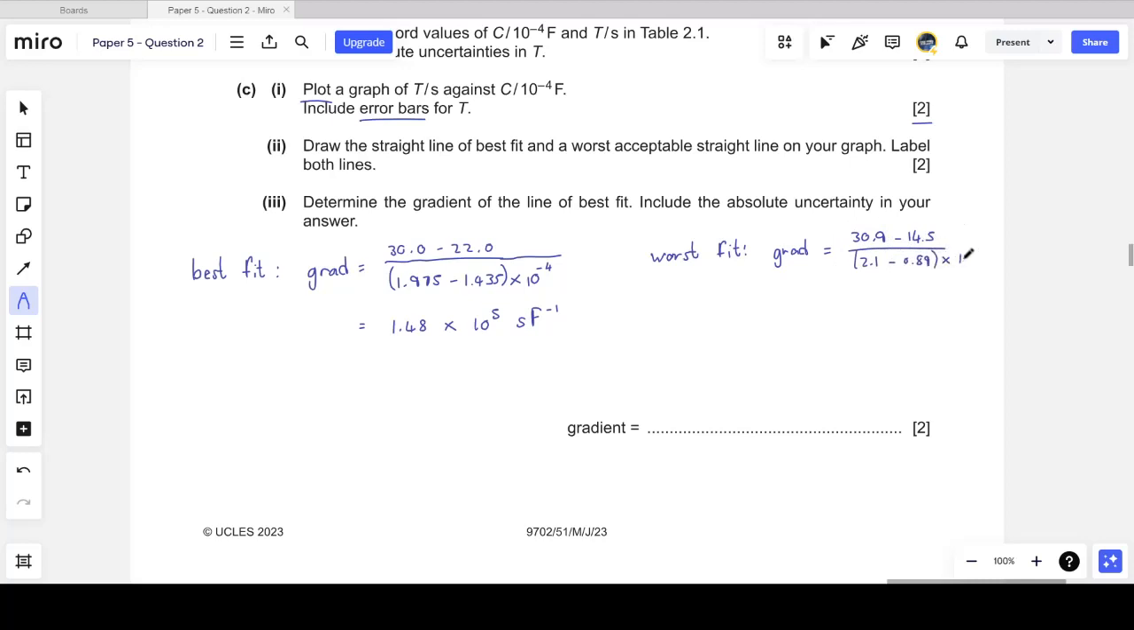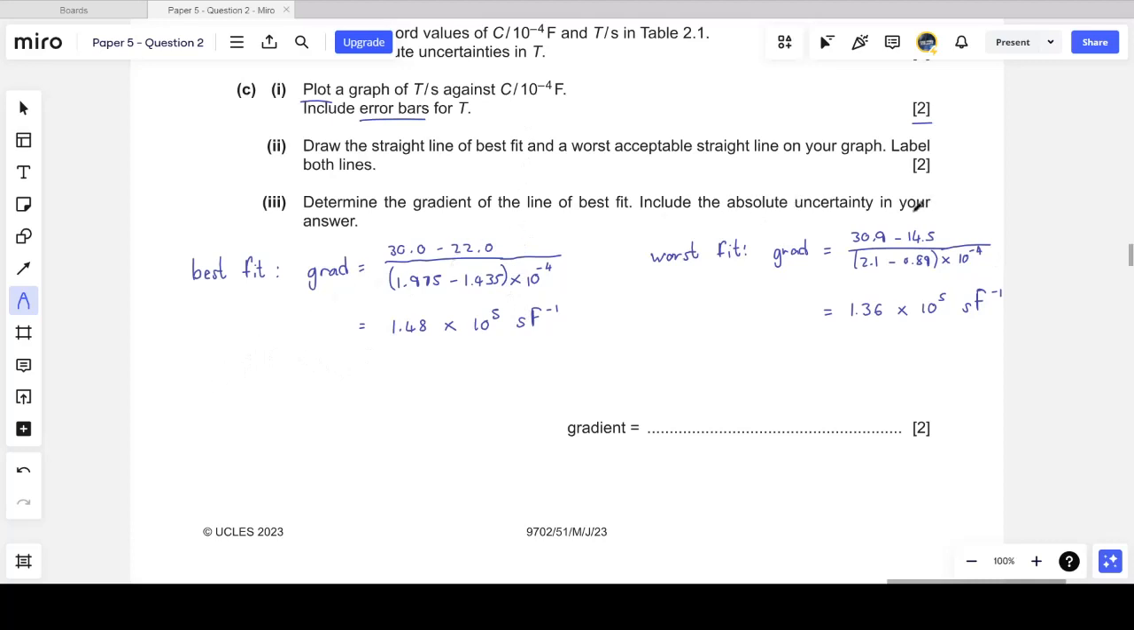And again, these points should be from your graph. They should not be points that are in your table but are not on the line themselves, and also should be separated by a fair distance. And what I get is 1.36 times 10 to the power 5 seconds per farad. So I can see that my two gradients are not far off, not too far off at least. Not powers of 10 difference in order of magnitude.